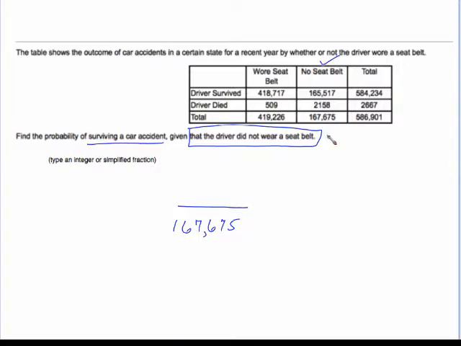Sometimes on these charts, you have to do the arithmetic and do the total. So we're looking at the total of no seatbelt because that's what they told us right there, did not wear a seatbelt. Now, we are restricting ourselves to this part of the chart because that's the no seatbelt part of the chart. The other stuff didn't matter. Now we want to know what's the chance of surviving the car accidents. Well, there you go, 165,517, and that's all you have to do.